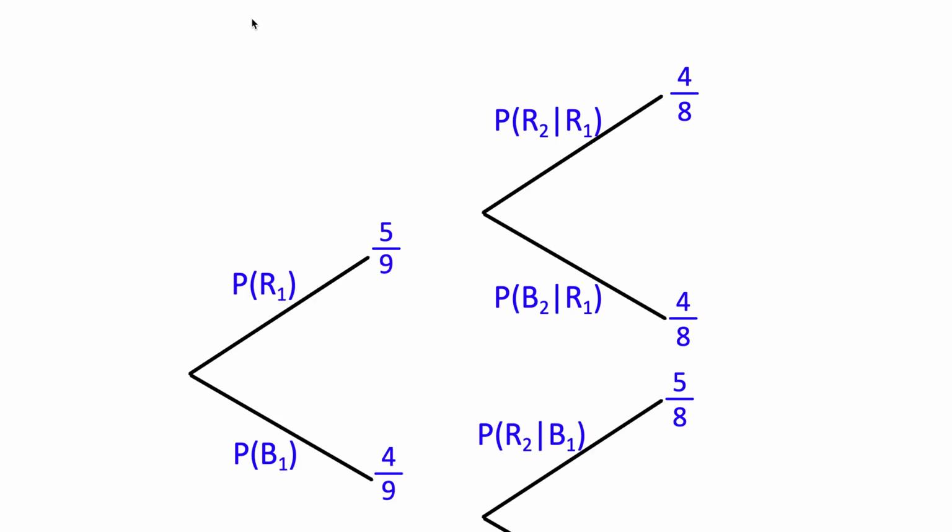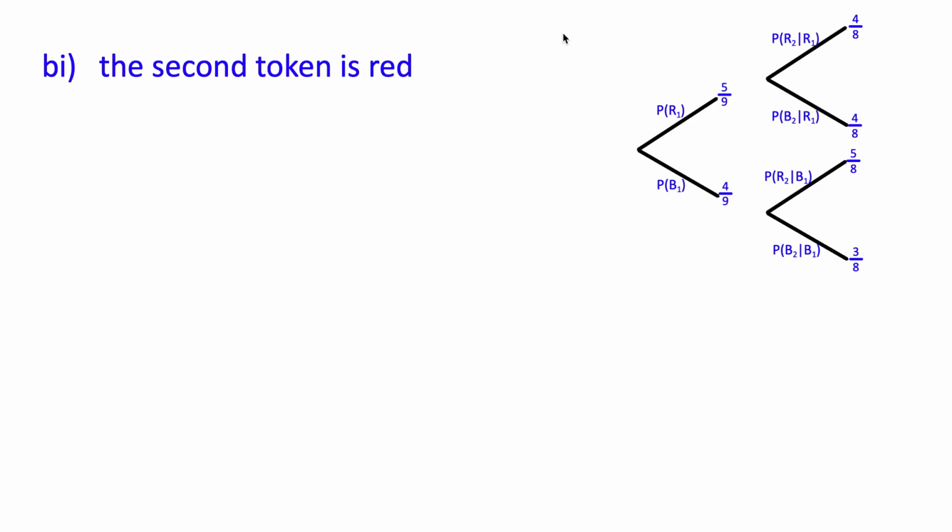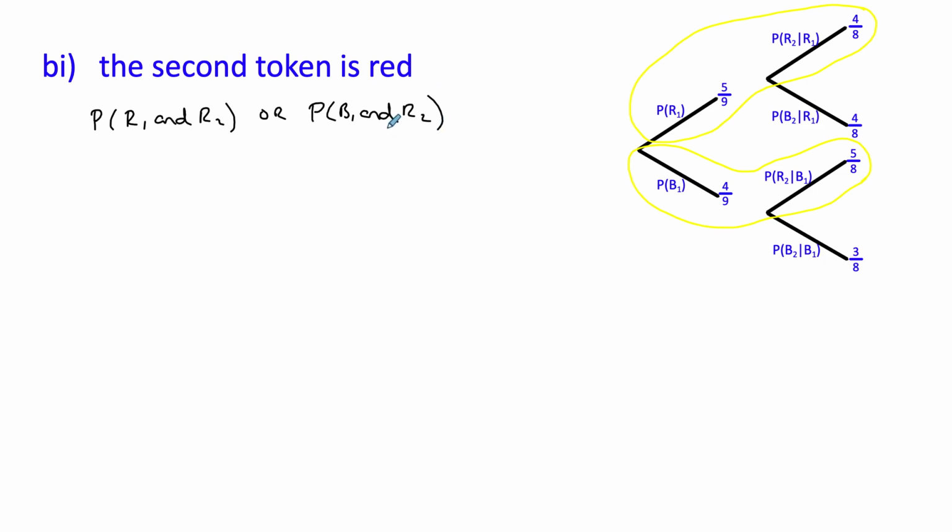I've actually changed some of the questions slightly to help us with thinking through the questions. So part B part 1, I've asked for, and I'm not sure if the textbook asked for this or not, the probability that the second token is red. The second token is red here or here. So it's going to either be red 1 and red 2 or blue 1 and red 2. That's how we can end up with a second red token.